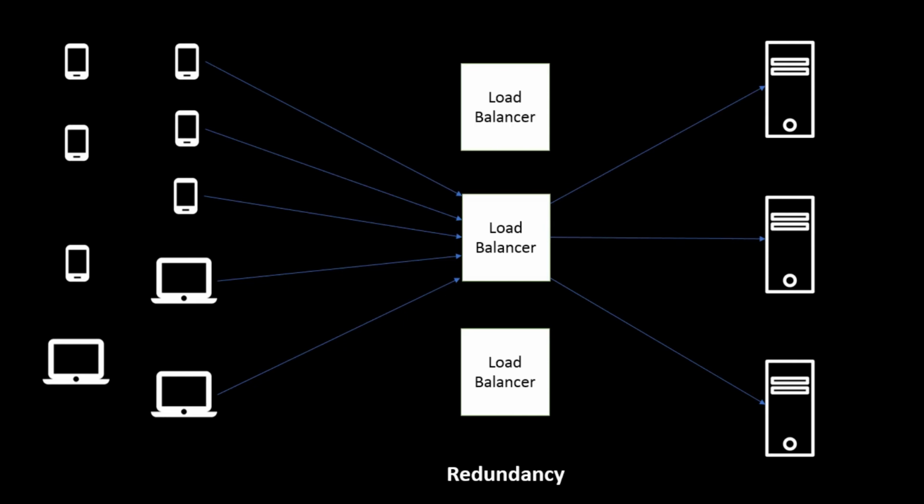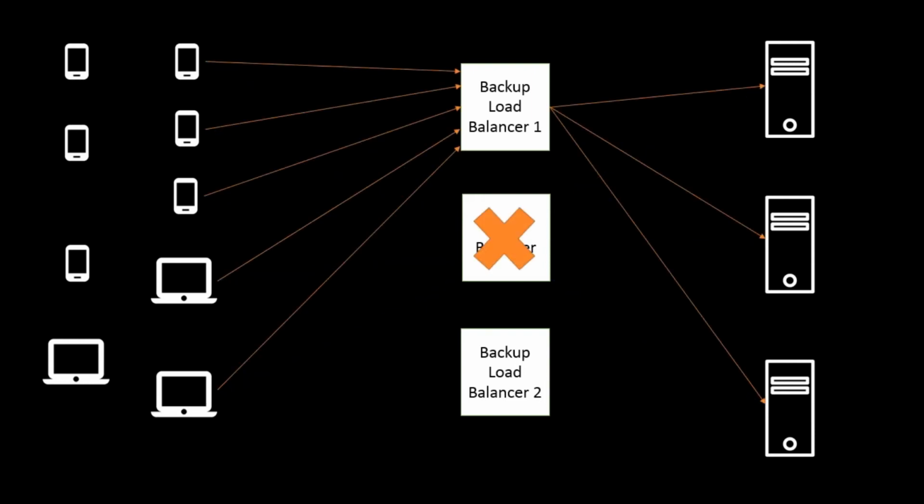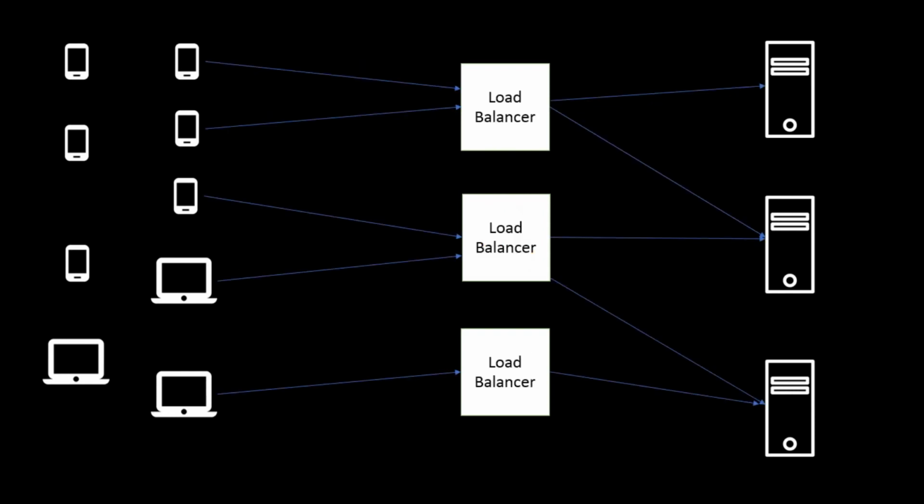Okay? Now, there are two ways in which we can use these redundant load balancers. One is to use them as backups, which means that the redundant load balancers will be on standby and will only be used once the original load balancer fails. Okay? This is known as active-passive redundancy. Another way is to use all the redundant load balancers actively to handle the traffic. This is known as active-active redundancy.